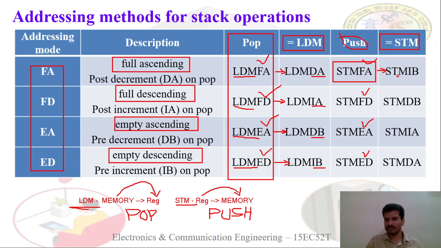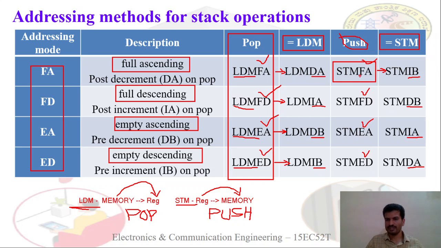So store multiple register IB. So increment address by 4 before store. So here STM DB means decrement address by 4 before store. So here increment address by 4 after each store. So here decrement address by 4 after each store. See here, I will explain one instruction.